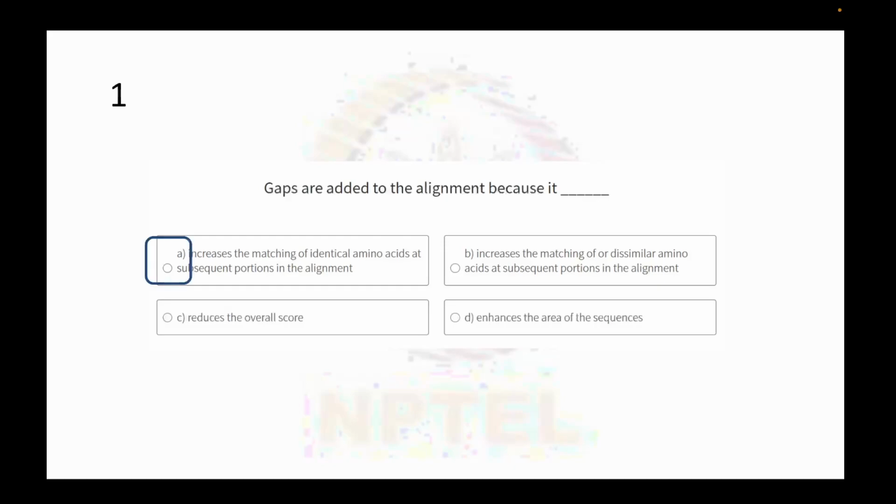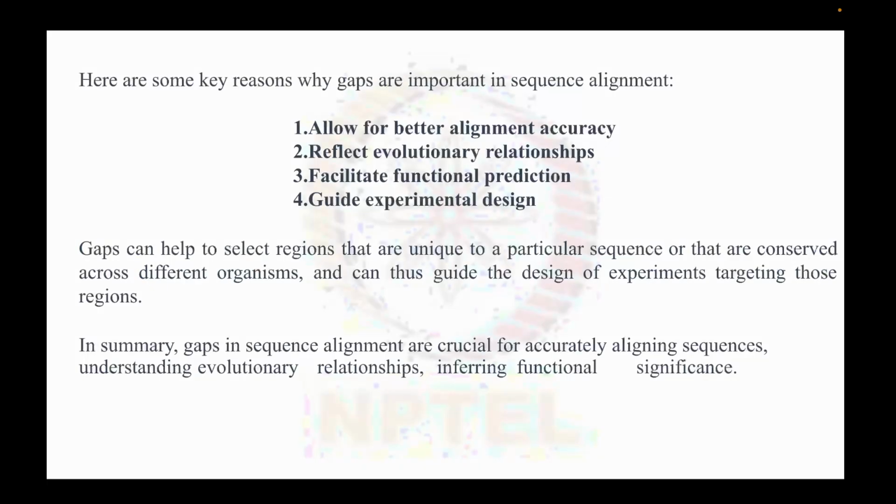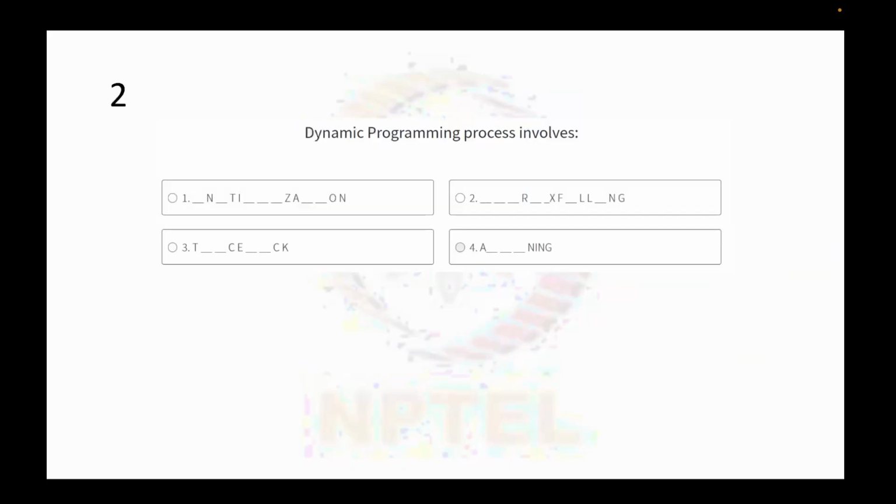Yes, so the gaps have been added so that they will increase the matching of identical amino acids at subsequent portions in the given alignment. So these are some of the reasons. Gaps allow for better alignment accuracy, also reflect evolutionary relationships, facilitate functional prediction, and guide experimental design.